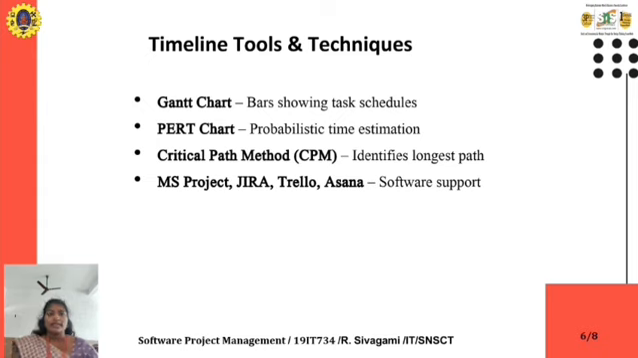Timeline tools and techniques. Here I give some tools and techniques for the timeline. The first one is the Gantt chart, which shows task schedules using bars. Then the PERT chart, the Critical Path Method, and then MS Project, JIRA, Trello, Asana. These are all the software that support our timeline.